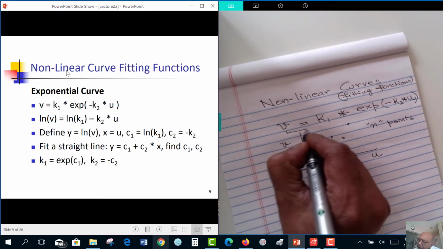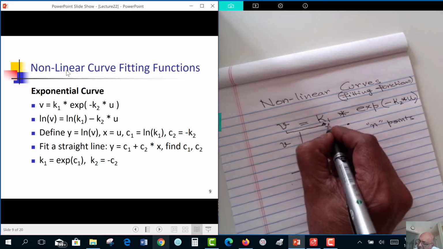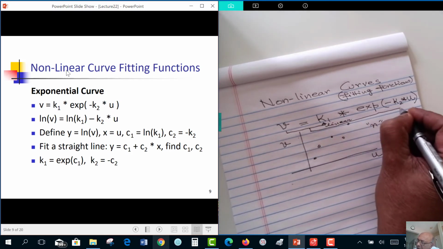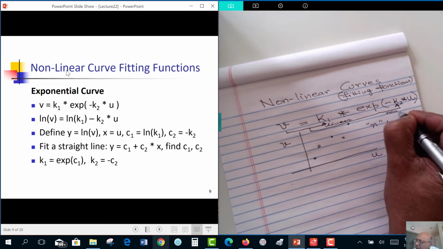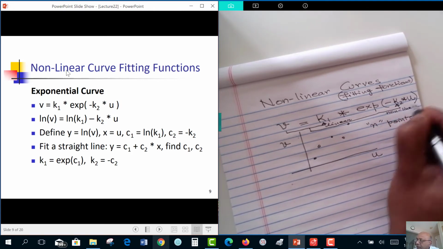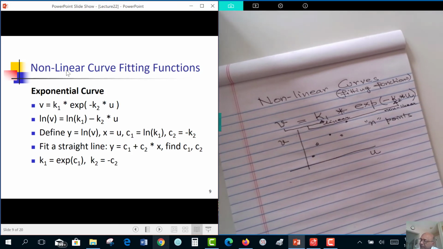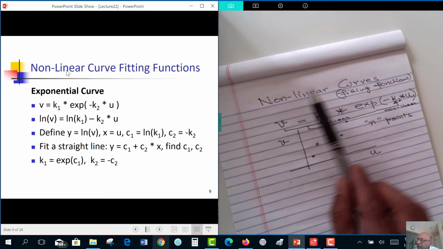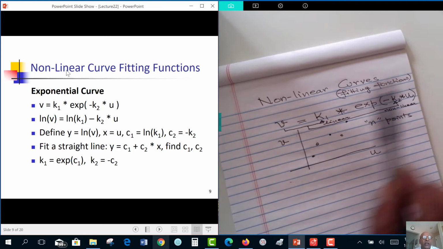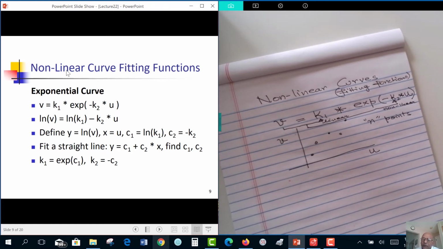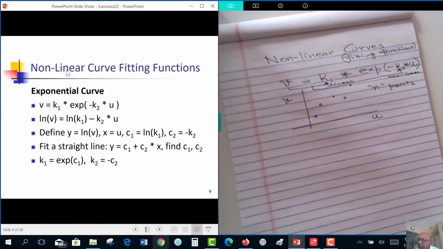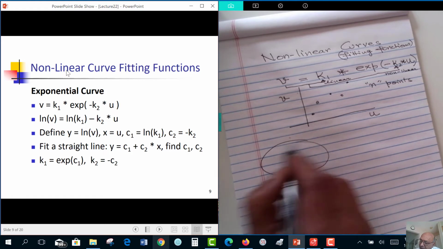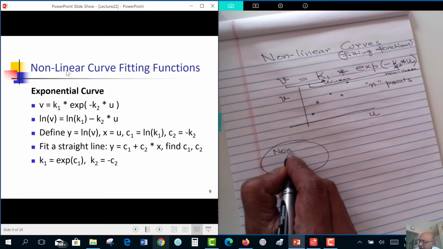The reason this is non-linear is while V is linear with respect to K1, V is non-linear with respect to K2. So we say therefore this fitting function is non-linear. Remember we had Y which was linear with respect to C1, C2, C3; that was a linearized curve. So before I move on to how we solve these kinds of problems, this is going to be our generic response. We'll be given a problem in the nonlinear world.